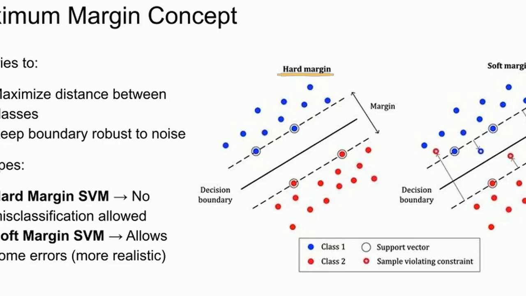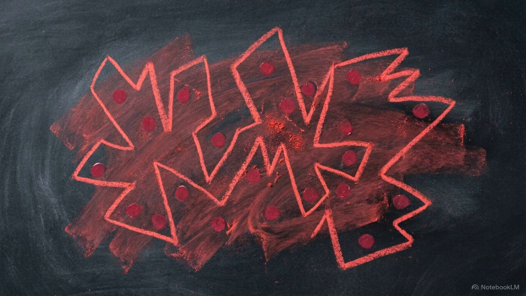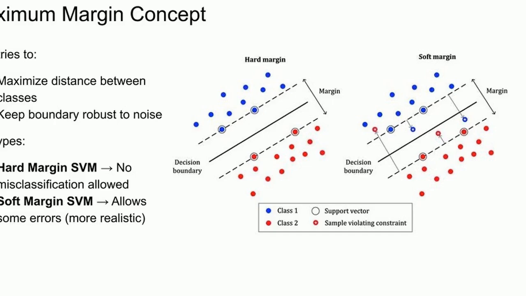On the left, a hard-margin SVM demands absolute perfection, with zero misclassifications. Notice how the boundary skews its trajectory to avoid a single red outlier. The fatal flaw here is severe overfitting. The model memorizes the noise rather than learning the actual underlying pattern. Shifting to the soft margin on the right, the model intentionally allows a few points to violate the constraint, yielding a much wider, stable boundary.